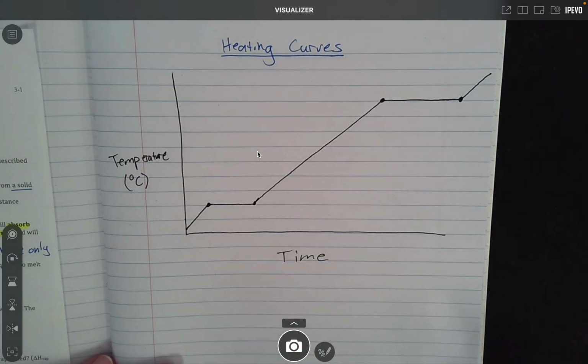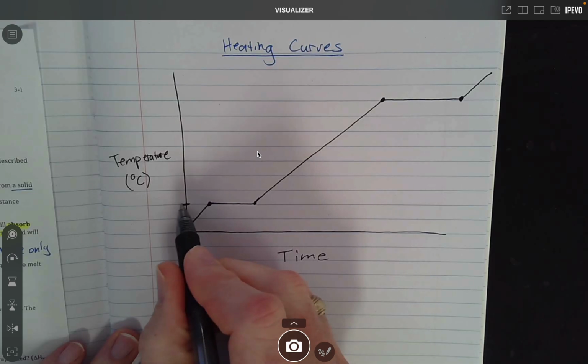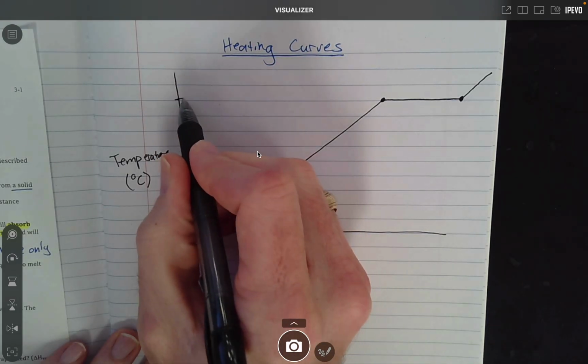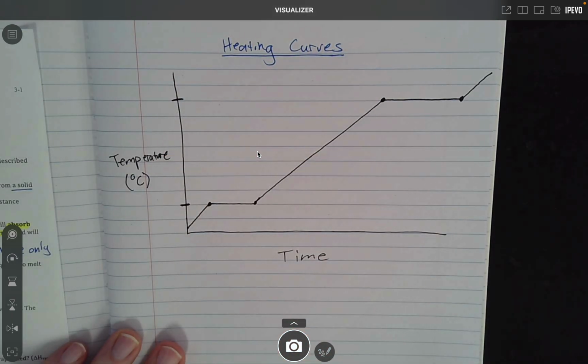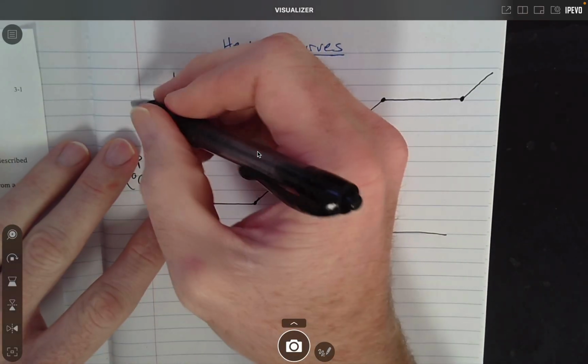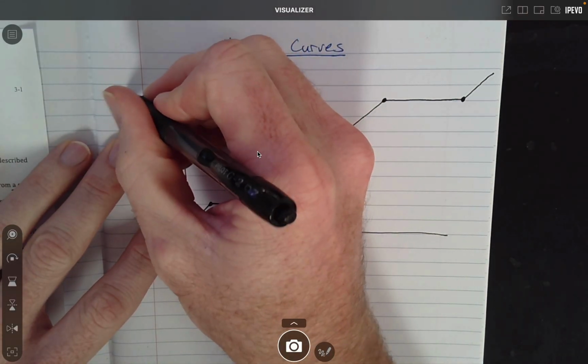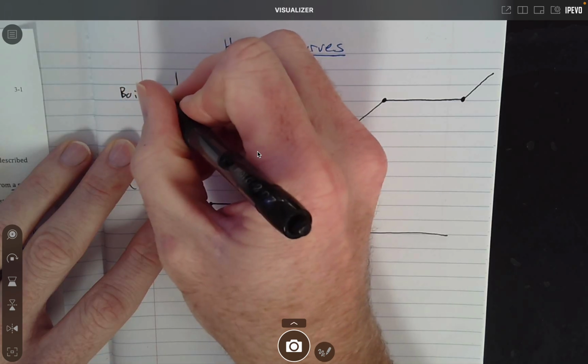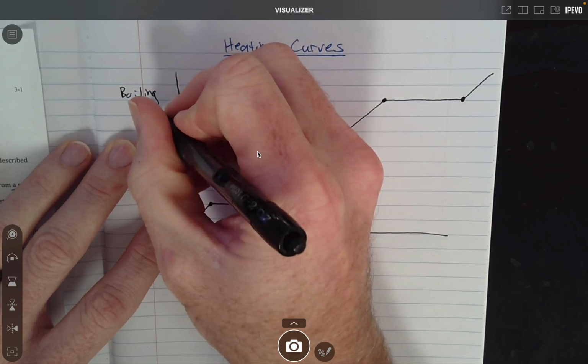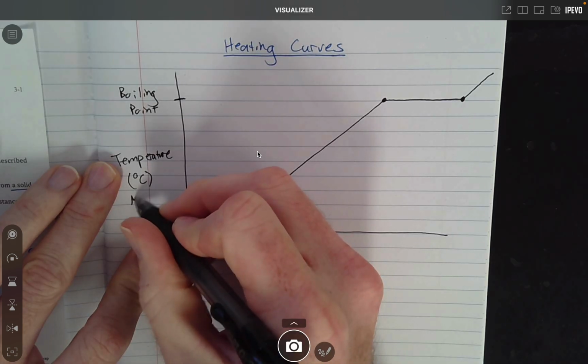All right, so there's a couple things you should be able to note. Two very important points, right here and right here. And now this part, this would be the boiling point. And this would be the melting point.